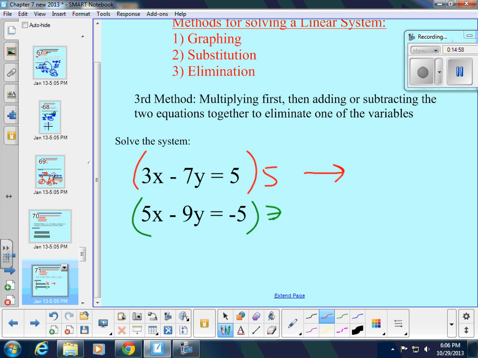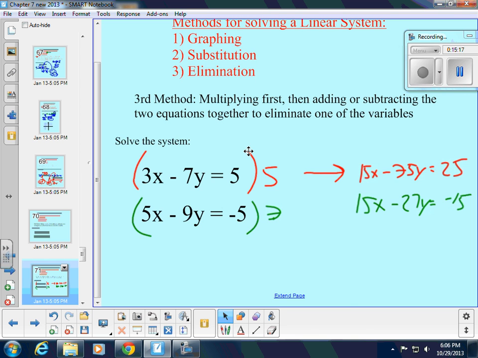So the top equation will become 15x minus 35y equals 25. The bottom equation becomes 15x minus 27y equals negative 15.